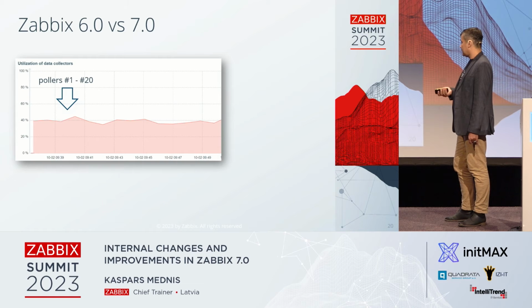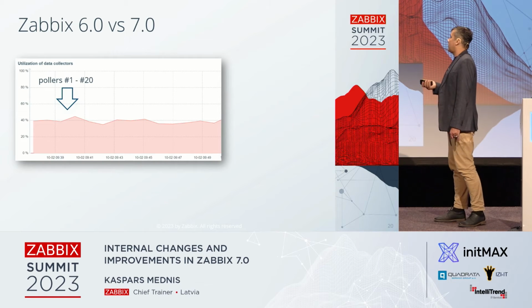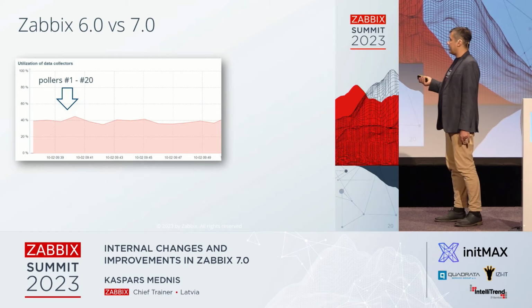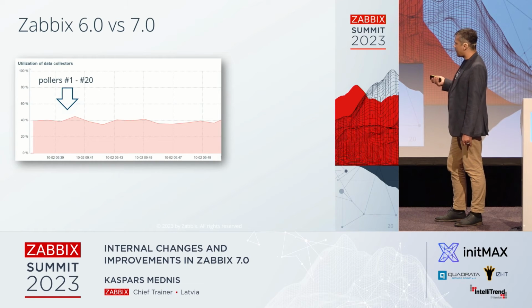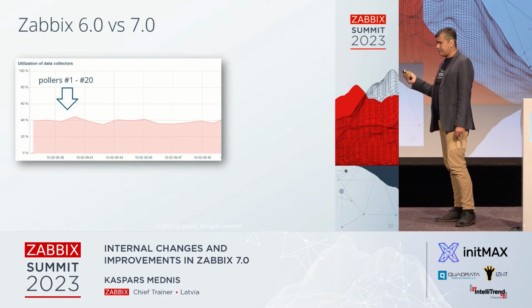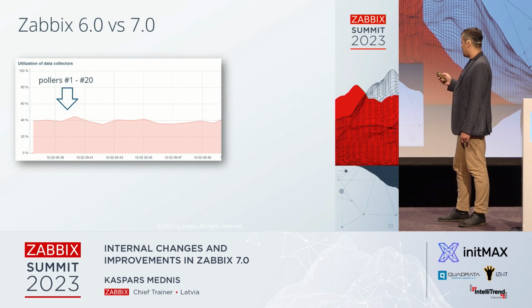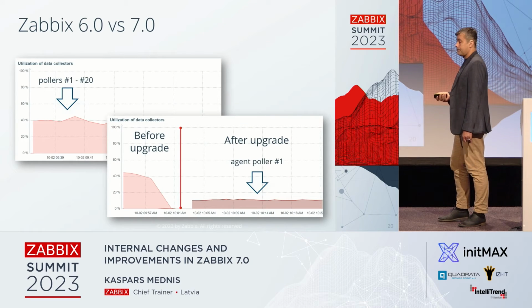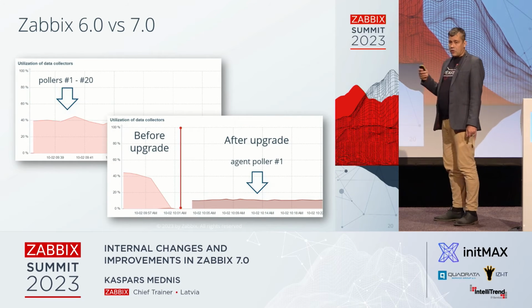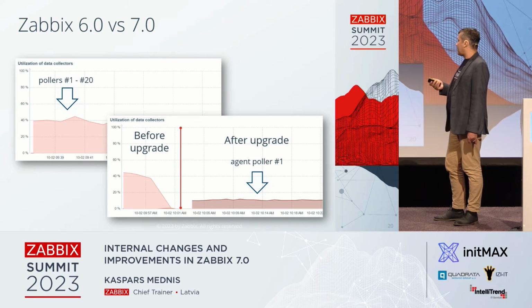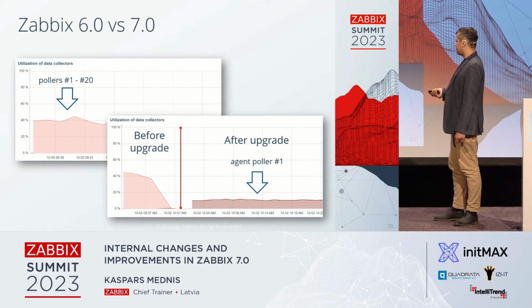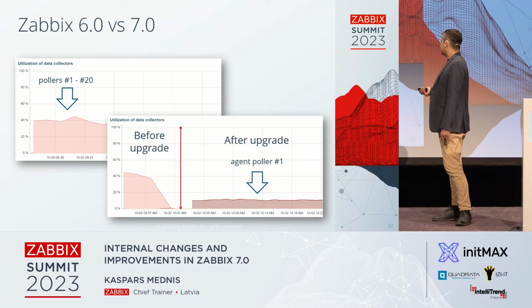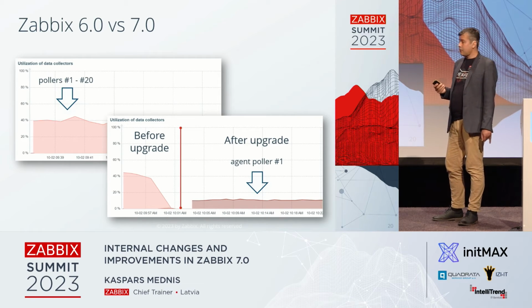Let's look at Zabbix's own graphs. This is Zabbix 6, and you can see the utilization. It is actually a very nicely optimized instance. 40% pollers busy for Zabbix 6 is very good practice. And this is what happened after the upgrade. We no longer need pollers, right? Because pollers are replaced by the agent poller. All those pollers are no longer busy, and we have a single agent poller process currently at approximately 10% busy. So it can do more.